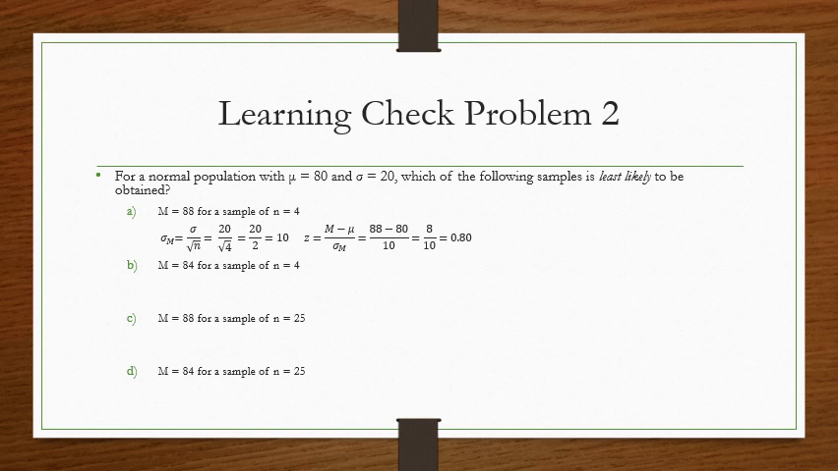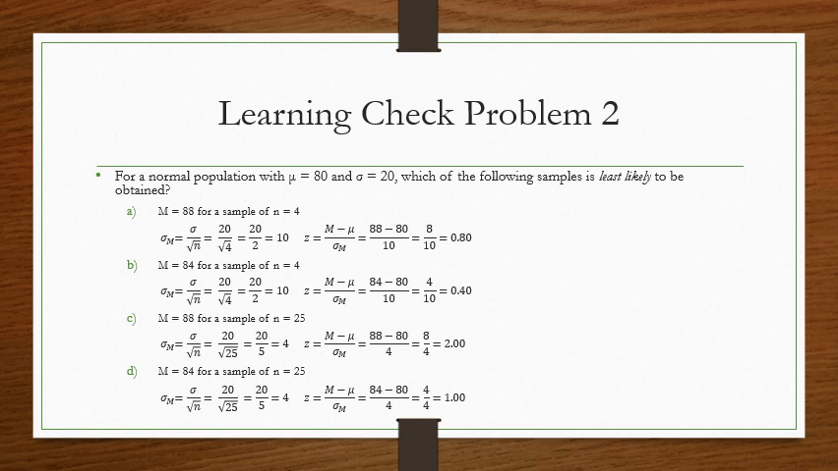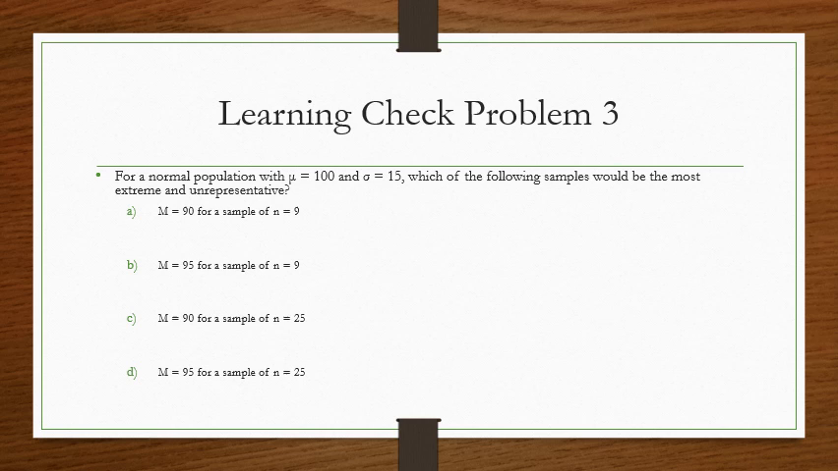So let's look at the work for each sample. So again, we want to find the one that's least likely to be obtained. So that's the one that's the furthest away, the highest z-score. That would be C with a z-score of 2.